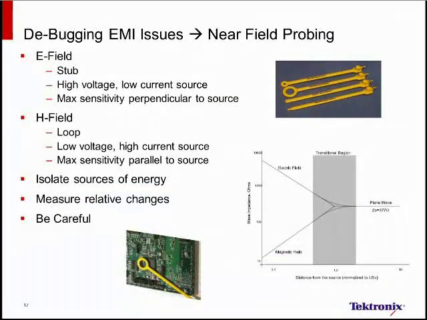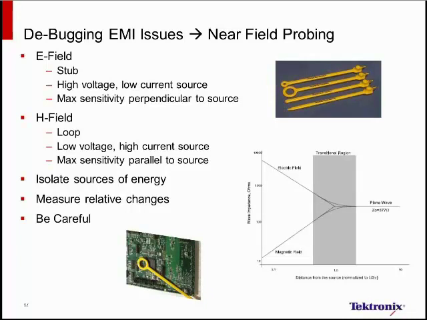When I'm doing EMI diagnostics, one of my favorite tools are near-field probes. Near-field probes allow us to isolate the source of energy on a specific PCB. And we have 2 flavors of near-field probes. We have E-field probes. Those are the stub probes that you see in the picture here. And we have H-field probes. Those are the loops. In general, the larger the diameter of the loop, the lower the frequency, and the less narrow the focus is on the probe itself.